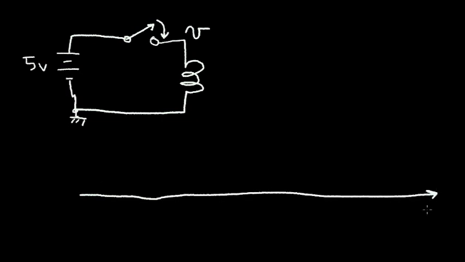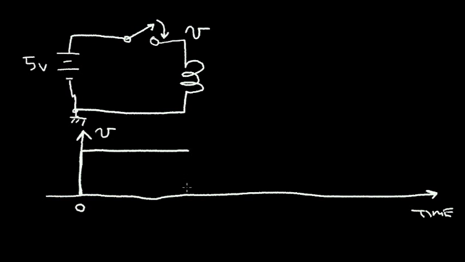Let's say that at time zero, I close this switch. Let's analyze the voltage V across the inductor. Let's make a horizontal time scale. And we'll plot voltage in this direction, V. We'll call this time zero. So at time zero, I close the switch. So previous to that, there's no voltage on the inductor. I close the switch, and I apply the battery voltage to the inductor, which is 5 volts. So it stays 5 volts.